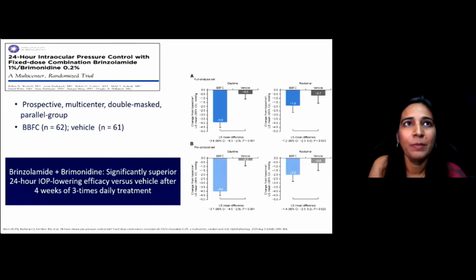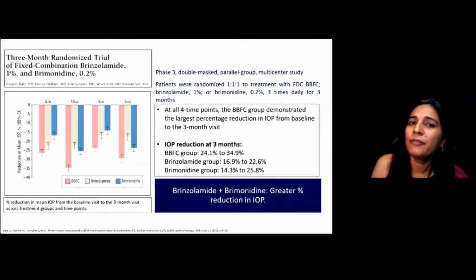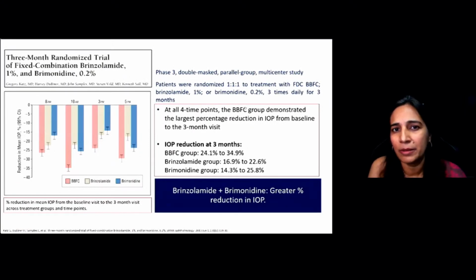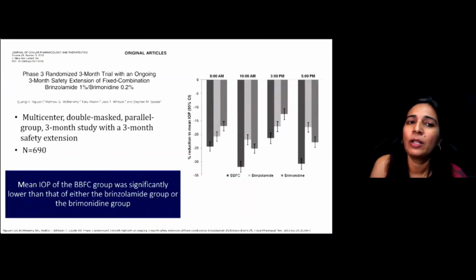And at all 4 time points in this particular study, the beta blocker fixed combination group demonstrated the largest percentage reduction in IOP from baseline as compared to brimonidine or brinzolamide alone, and the mean IOP of the BBFC group was significantly lower.